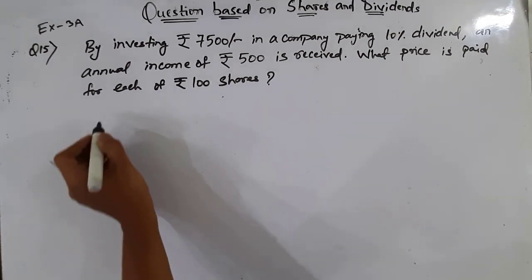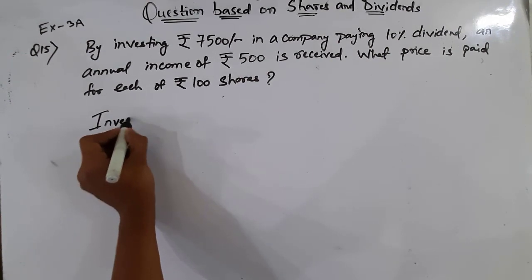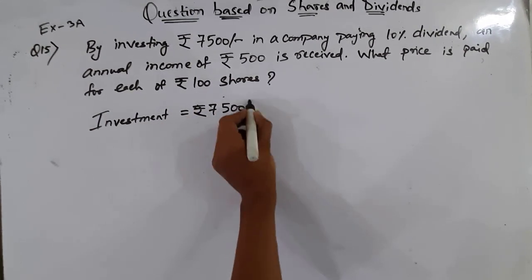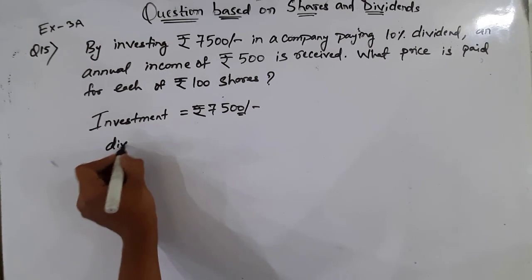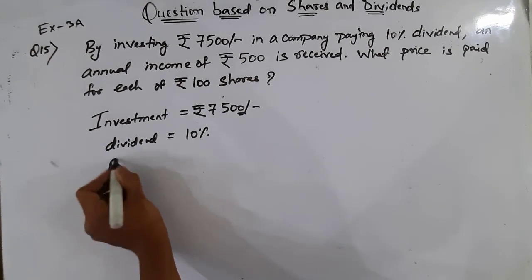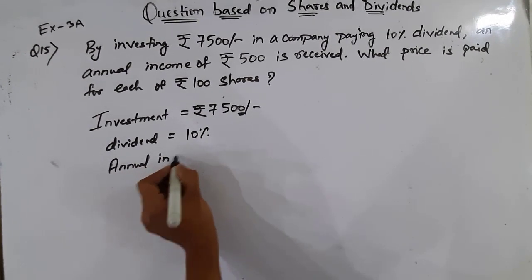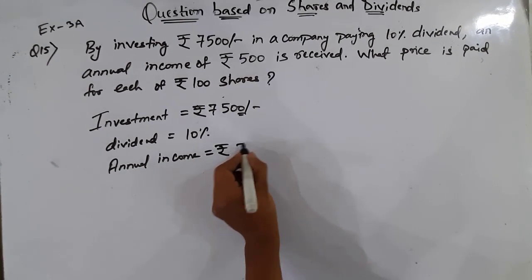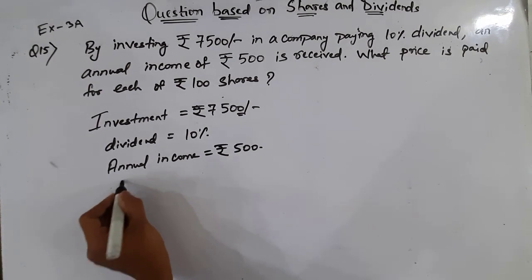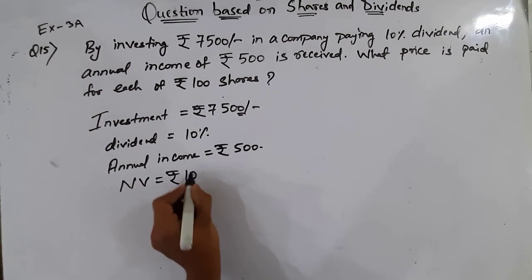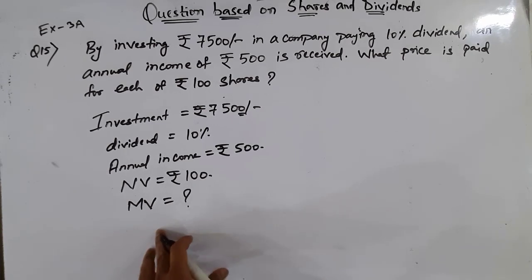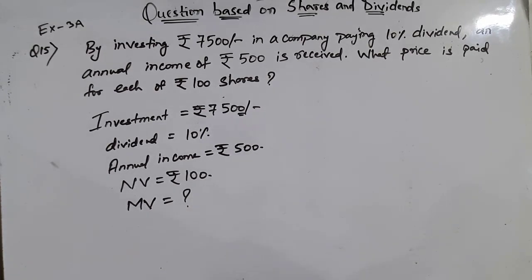So what is the money invested in the company? The investment here is rupees 7500. Now the dividend is mentioned as 10%. The annual income is rupees 500. So the question asks what price is paid for rupees 100 shares, which means the nominal value is rupees 100, and the question asks what is the market value of each share? That is the price paid for each share, which will be the same as the market value.